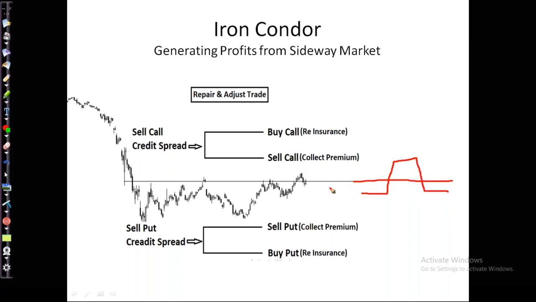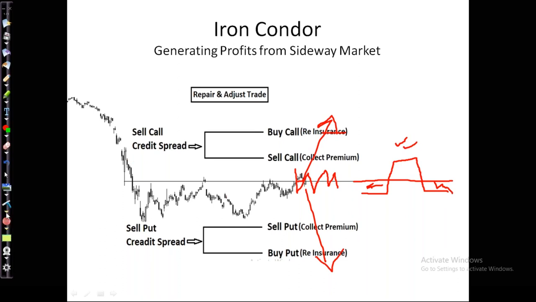This is called iron condor. It means if price goes far from this area, our loss will be trapped. We are not going to lose too much. And if price drops from this area, we are never going to lose more money. Our loss will also be trapped. If price stays in between this range, we'll collect all the premiums. That's it. That is the method.